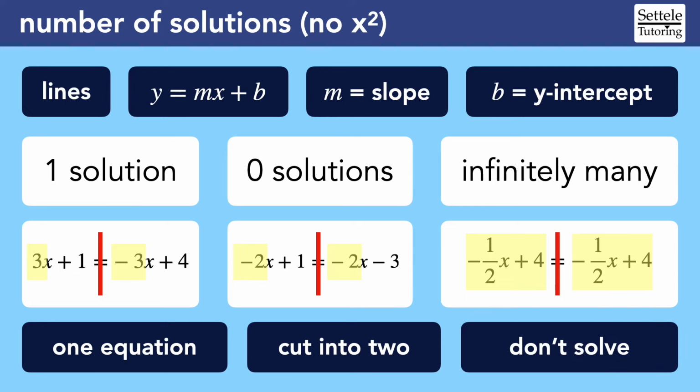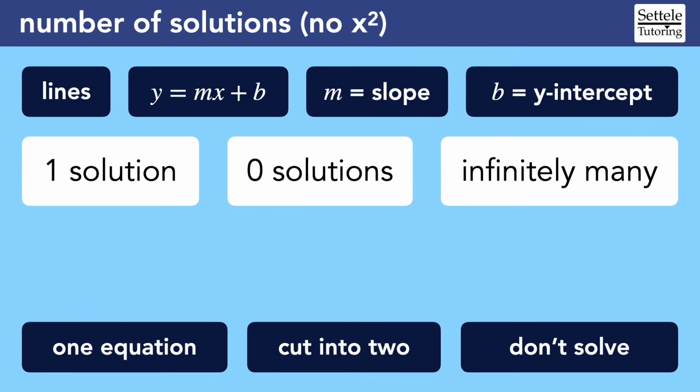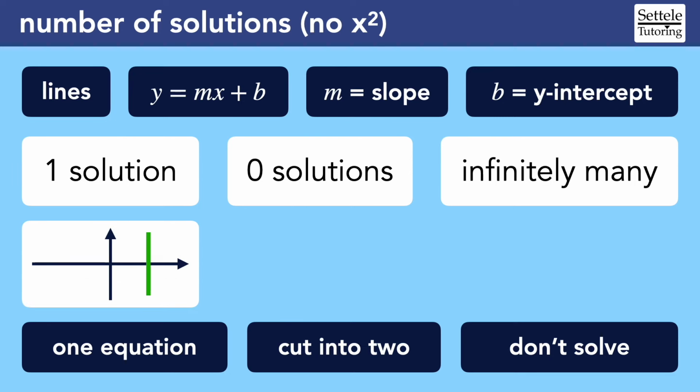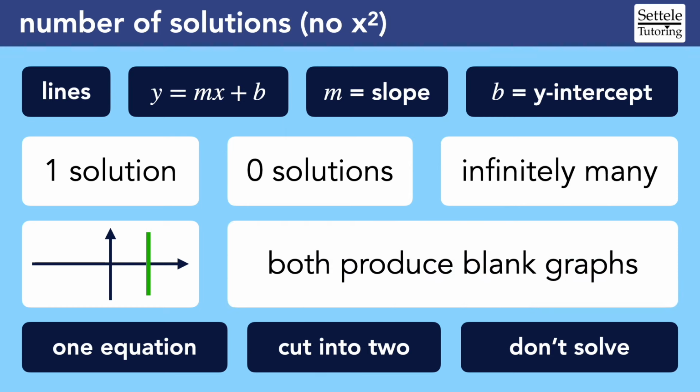In fact, when there are zero solutions and infinitely many solutions, solving the equation will produce a very confusing result that probably won't make much sense to you. It's safer and easier to pretend that the equal sign is a wall and treat each side like a separate y equals mx plus b equation. If you try using a graphing calculator in these situations, you will also get confusing results. When there's one solution, the equation will produce a single vertical line. The line tells you the value of the solution. But equations with zero or infinite solutions will look the same on Desmos. They will give you empty graphs with no lines at all.